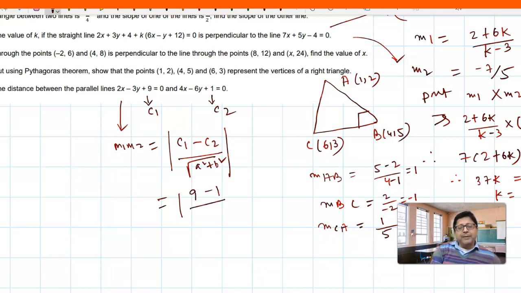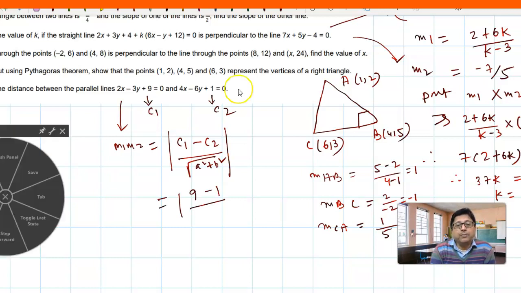But there is another problem, another issue here. So here C1 I have taken 9 and C2 I have taken 1. But the second line is not expressed in proper form, because it looks like they don't have the same value of A and B. To get the desired form, we need to divide both sides by 2.